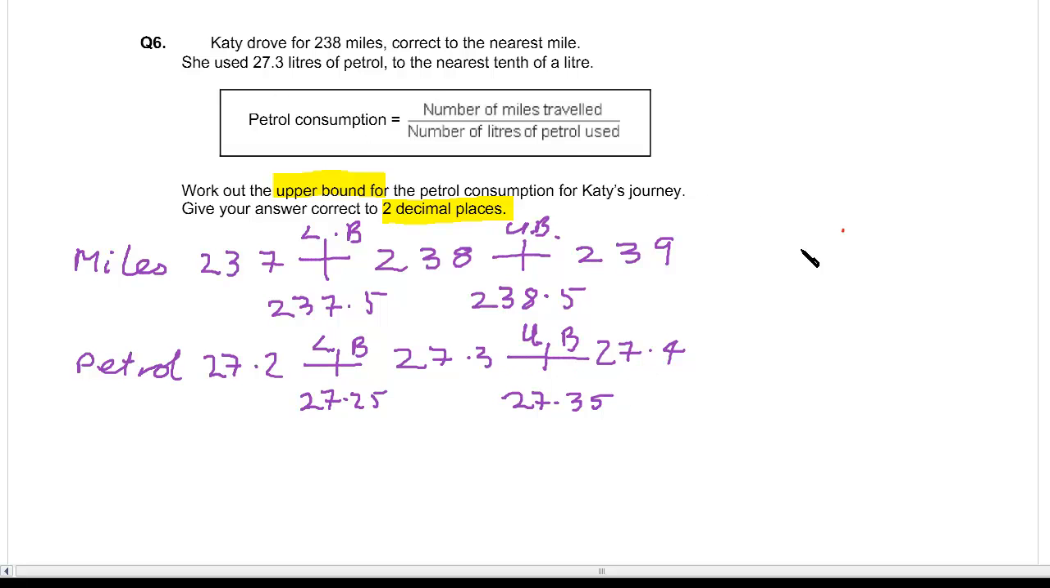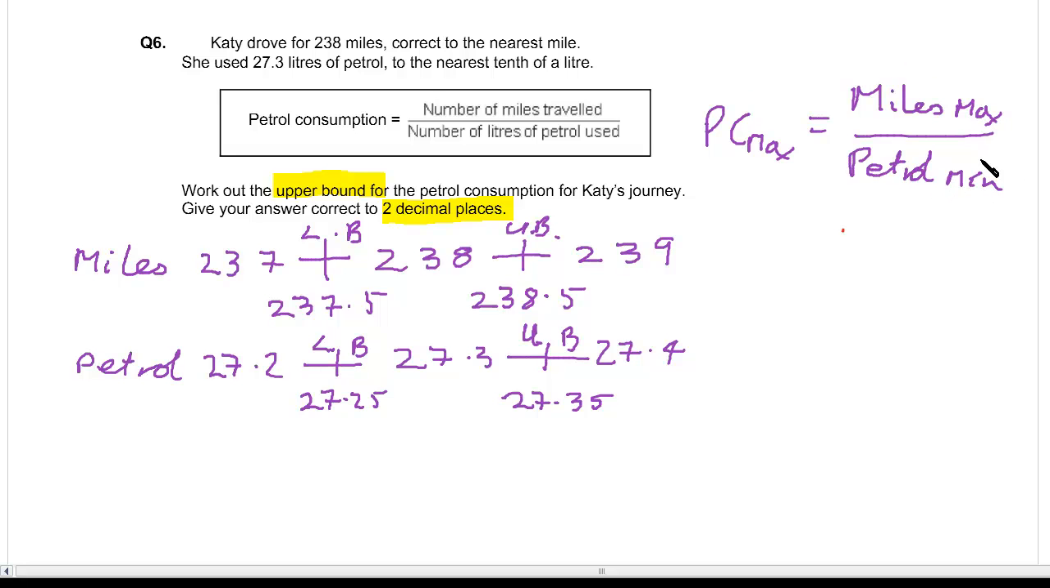Now we want to work out the petrol consumption. We want to work out the maximum value for this, so that will equal the miles max over the petrol min. Because if we divide by a smaller value, we'll get a bigger value. So big value divided by small value will give us the biggest value. Therefore we need the lower bound here and the upper bound here. So let's highlight those. We need the upper bound for miles, which is that, and we need the lower bound for petrol, which is that.